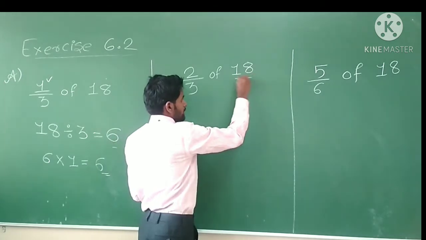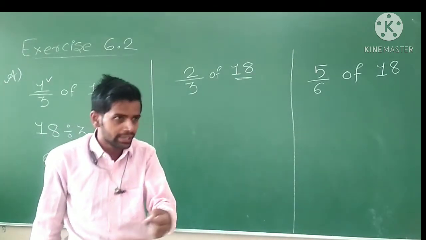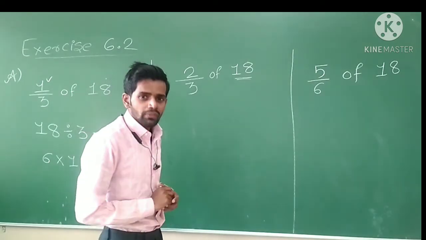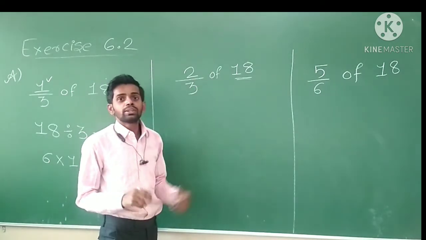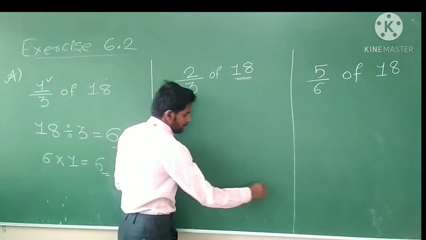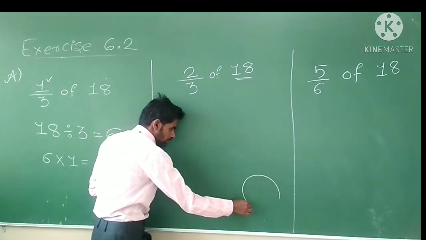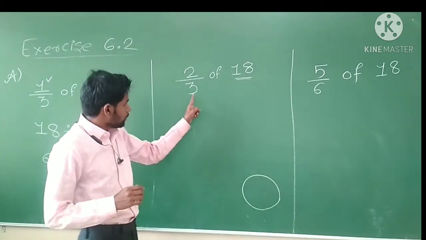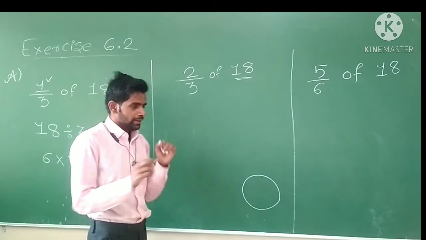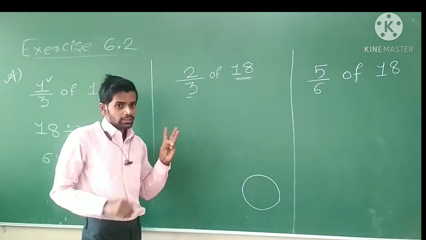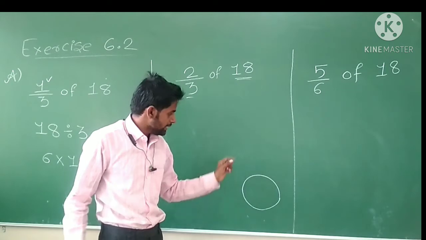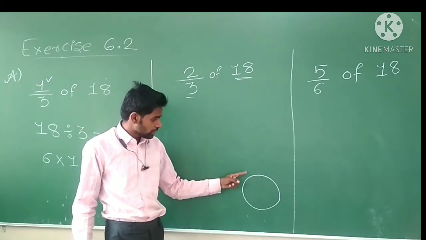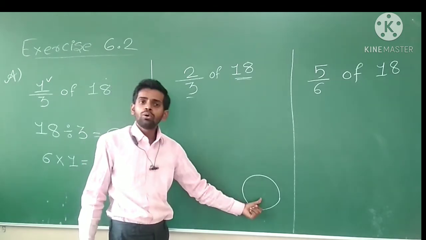So here the number is 18 and we have to find 2 by 3 of 18. But first of all, we will understand what is meant by 2 by 3. So here I am creating one round which is a whole object. And what is the denominator? Look towards the denominator. Denominator is 3. That means we have to create 3 equal parts of this whole object.